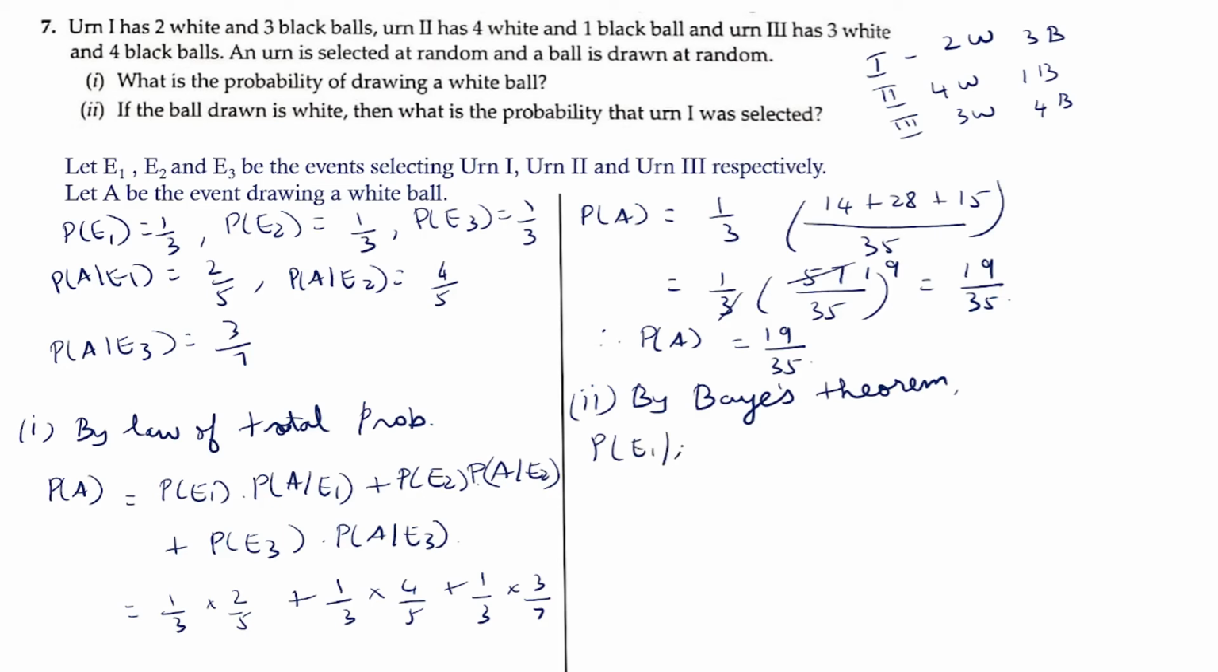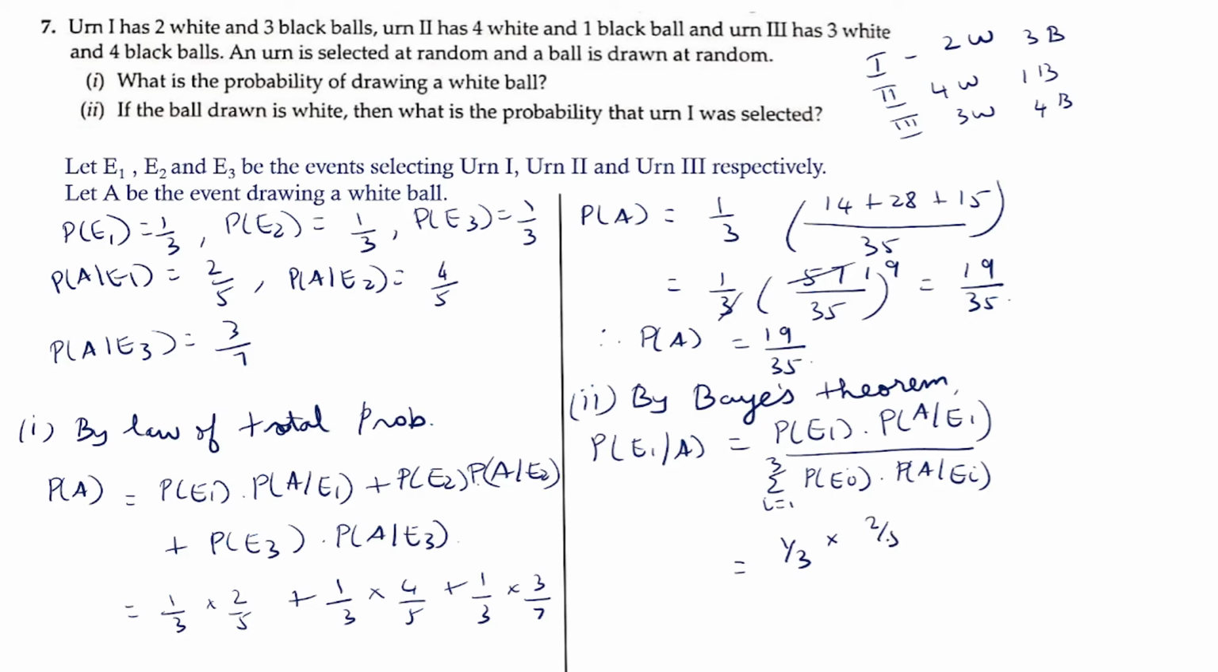probability of E1 given A equal to probability of E1 into probability of A given E1 upon summation probability of Ei into probability of A given Ei, i equal to 1 to 3. Now this summation is nothing but probability of A. So probability of A we have already calculated, so we can substitute here. And in the numerator we have probability of E1 into probability of A given E1 upon 19 by 35.